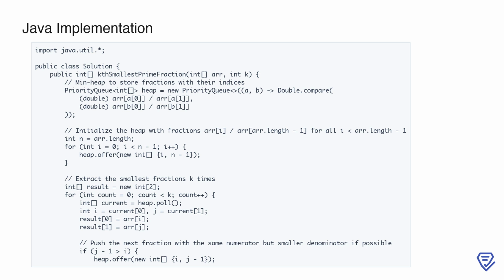Next, we initialize the heap by iterating through all elements of the array except the last one. For each element, we push an initial fraction into the heap, where the numerator is the current element, and the denominator is the last element of the array. This ensures that all our fractions start with the smallest possible values, which helps maintain the priority order. After this initialization, we'll move on to extracting the smallest fractions until we find the kth smallest.